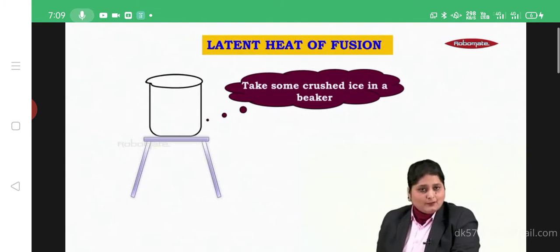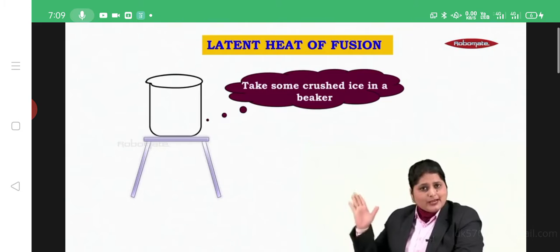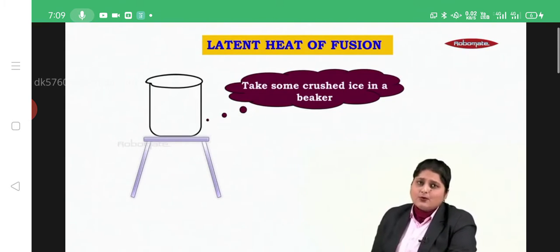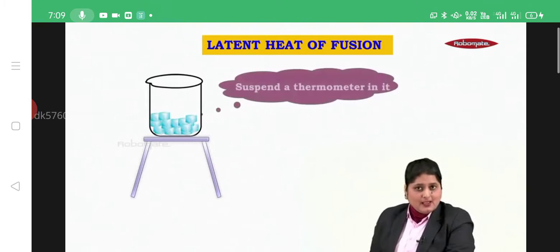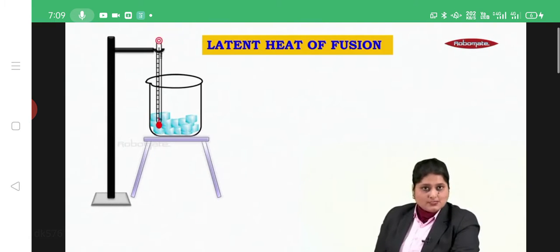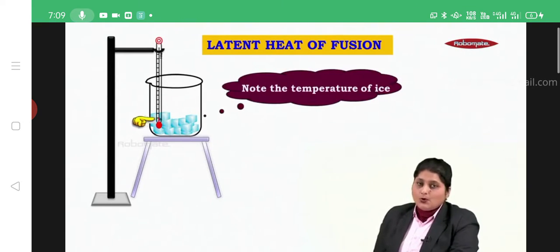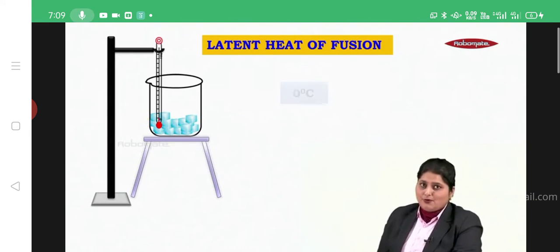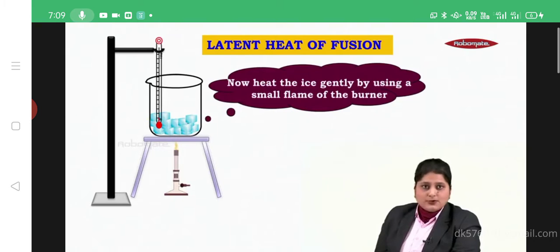The first step is to arrange the apparatus somewhat like this, and in this beaker which you see above, we are going to take crushed ice. After putting crushed ice in the beaker, suspend a thermometer in it. Of course, since we are dealing with temperature, we need a thermometer. Note the temperature of ice. Of course, it is going to be 0 degrees Celsius.